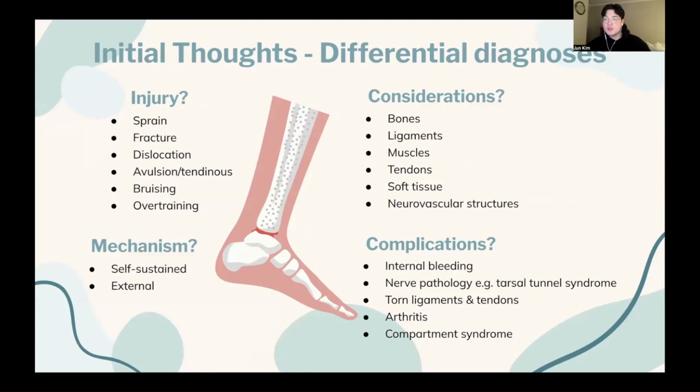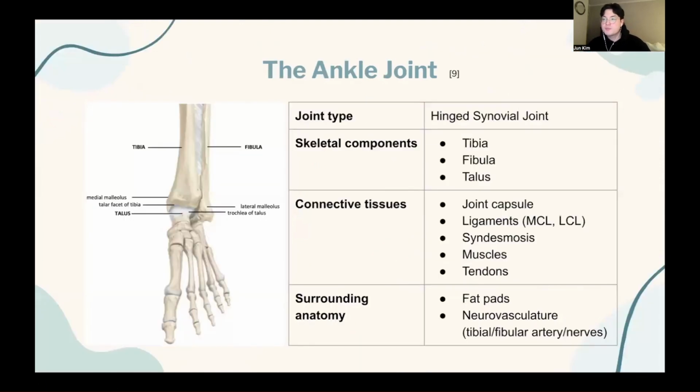Common ankle injuries include sprains, fractures, dislocations, and avulsions. Possible mechanisms of injury could be self-sustained, such as tripping while running, or externally sustained, such as from a direct blow from a tackle. We'd consider not just the bones, but also the ligaments, muscles, tendons, soft tissue, and neurovascular structures. Some complications are internal bleeding, nerve pathologies, or torn ligaments and tendons.